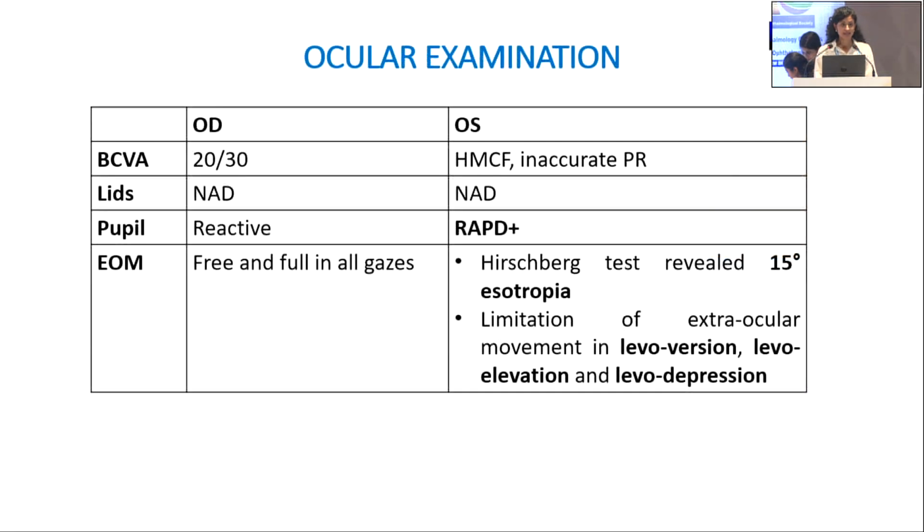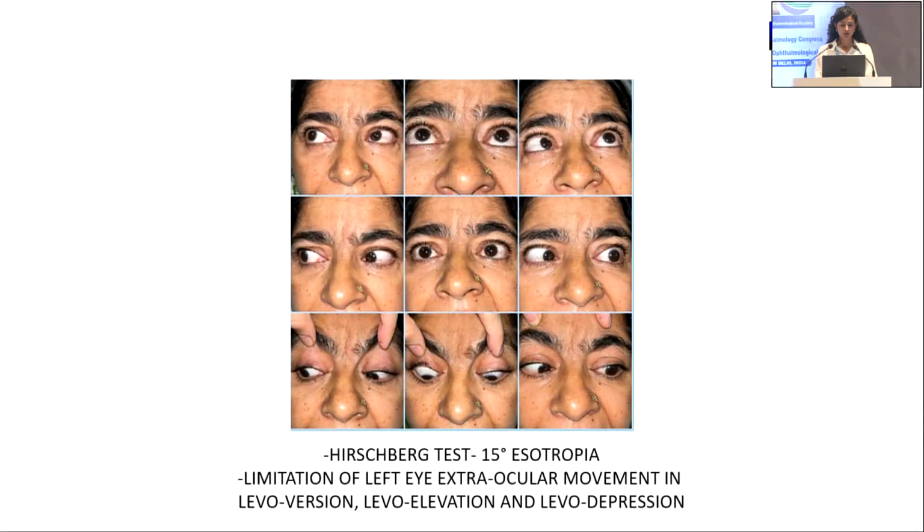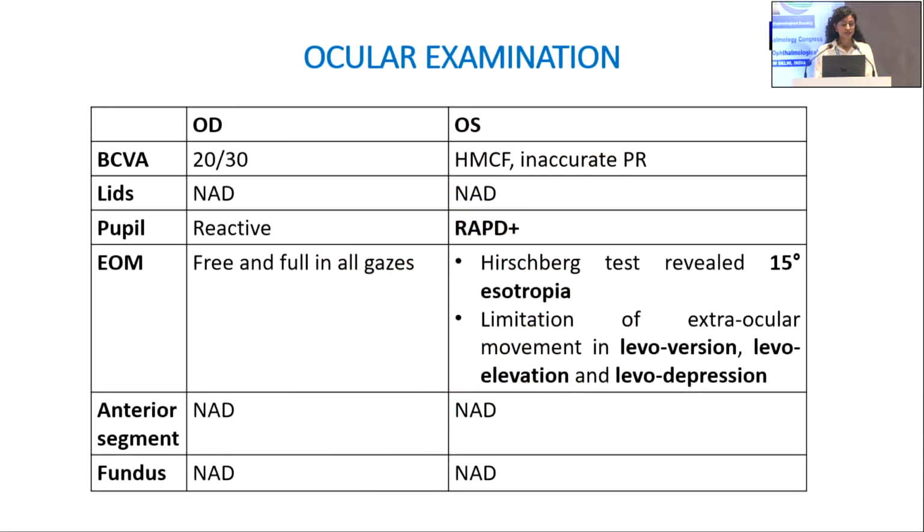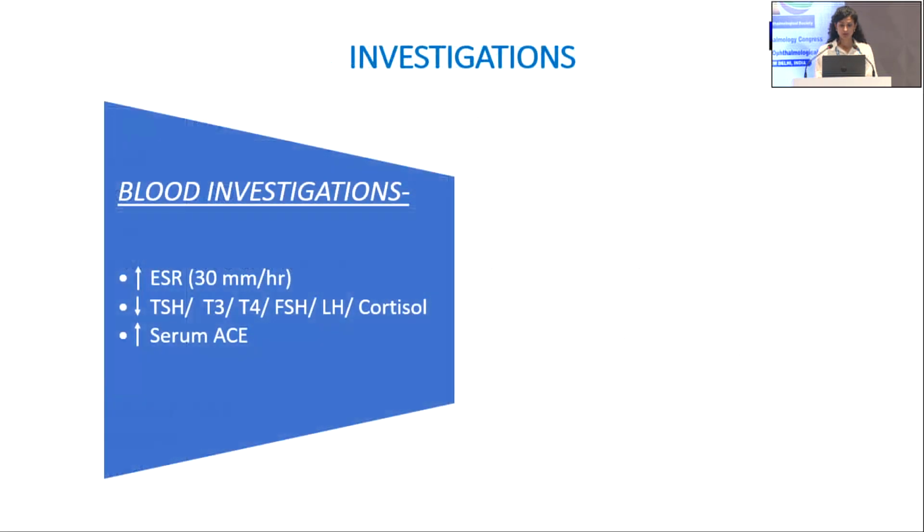On ocular examination, vision in the right eye was 20 by 30. In the left eye, it was hand movement close to face, PR inaccurate. RAPD was noted in the left eye. And on extraocular muscle evaluation, on Hirschberg test, there was 15-degree esotropia noted in the left eye and limitation of left eye extraocular movement in levoversion, levo-elevation, and levo-depression. And anterior segment and fundus evaluation were normal.